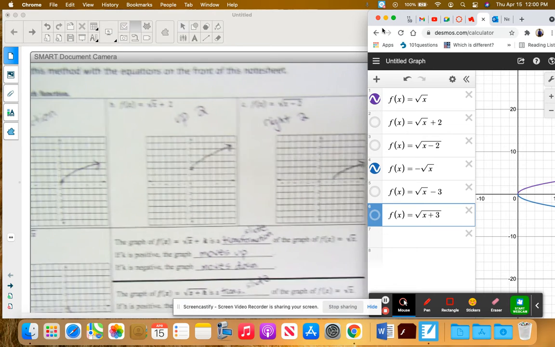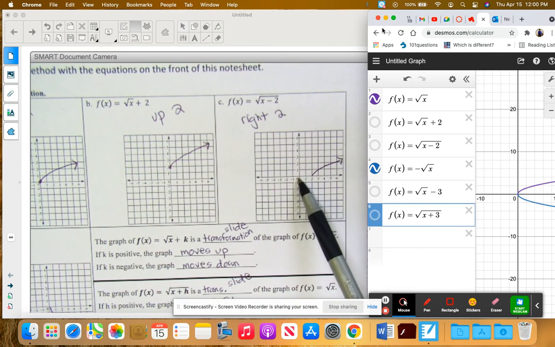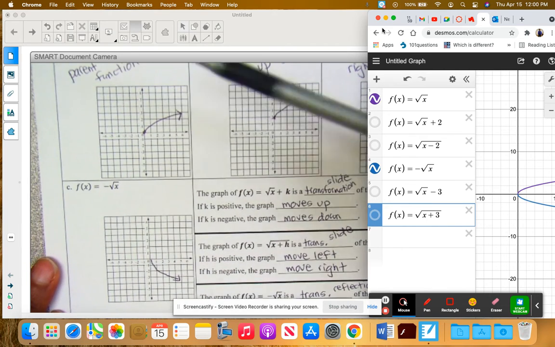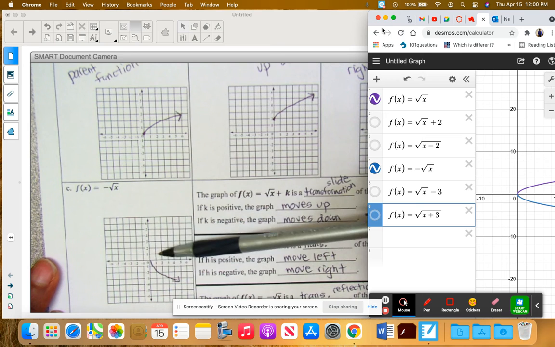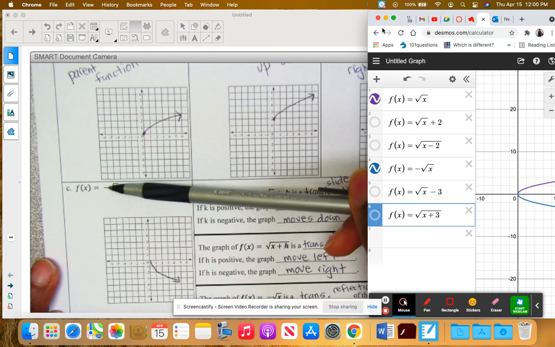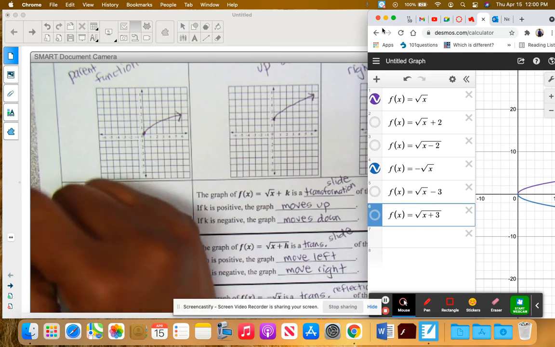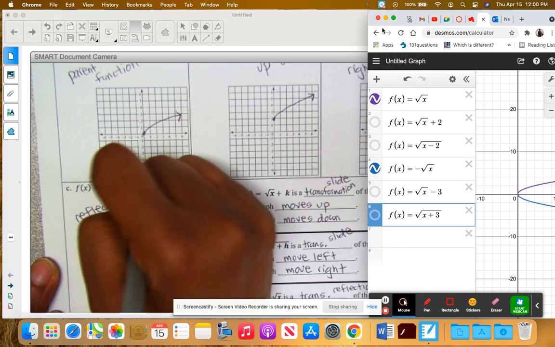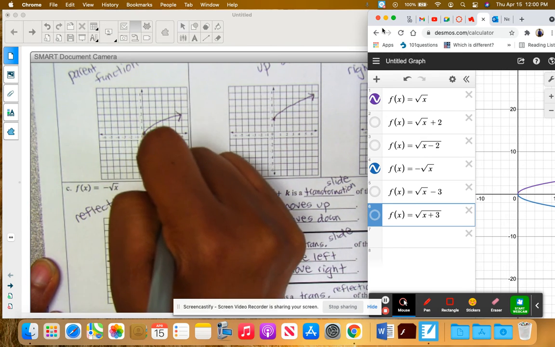And I can see that in my graph right here. The parent function starts at the origin. This one moved right 2 spaces. And the last one, from my parent function to this one down here, if you have a negative in the front, it reflects it over the x-axis. So this is a reflection over the x-axis.